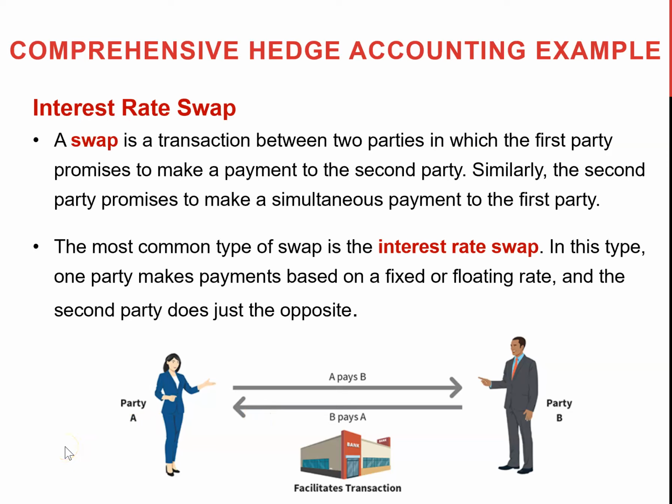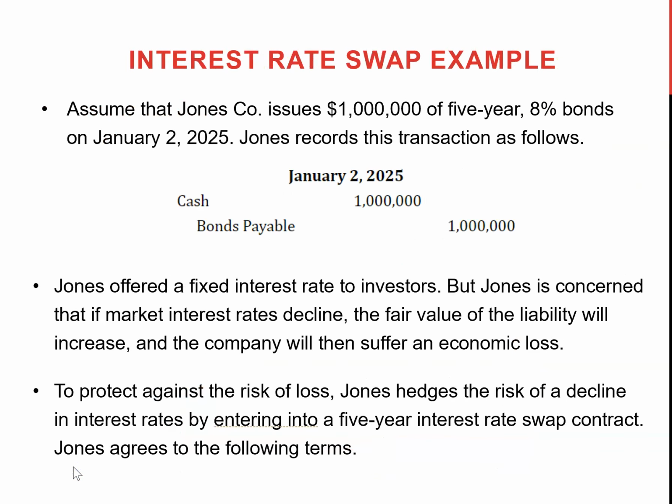The way it works is that different parties have different perceptions, and based on that they will go into the contract and they will both try to reduce the fluctuations or the variability that they want to avoid. So now let's see one example. Assume that Jones Company issued a bond, $1 million, 5-year, 8% interest rate. On that day, January 2nd, 2025, this is a regular bond issuance. They received cash from the bondholders and they credited bonds payable, and they will pay 8% fixed interest.